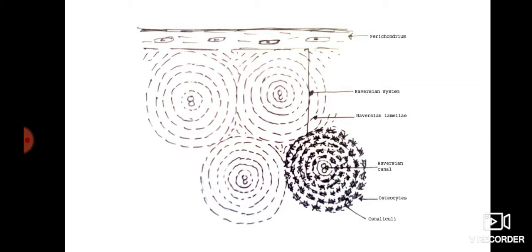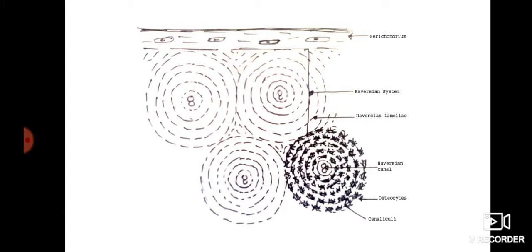Okay. Now, between the Haversian systems, the lamellae are scattered and are called interstitial lamellae. Now, the third variety, near the periosteum, there is another type of lamellae present, which is called circumferential lamellae.